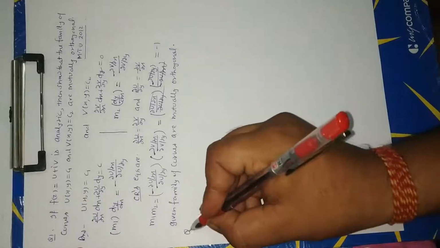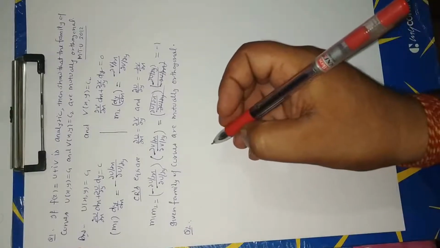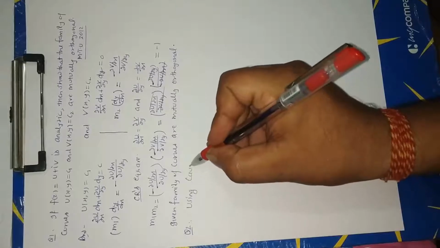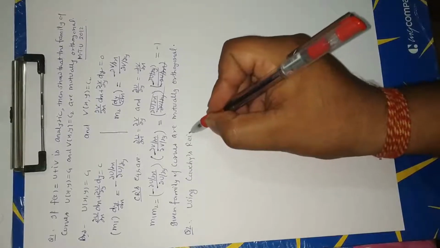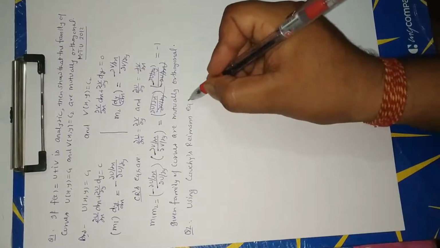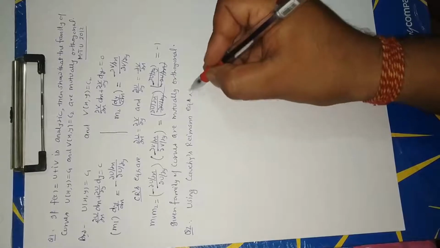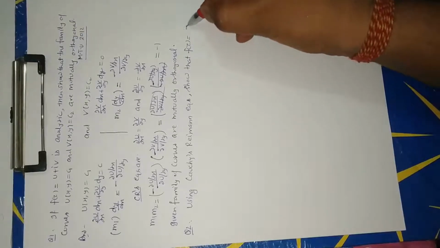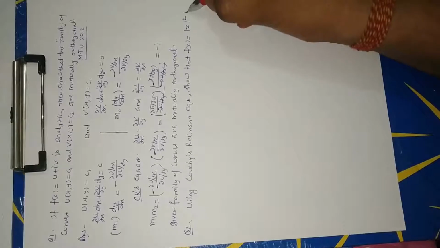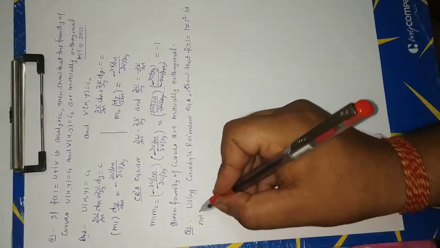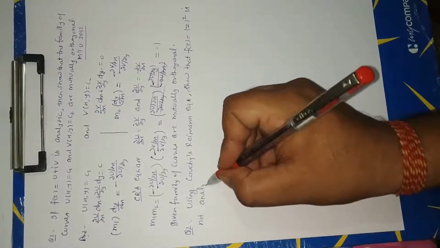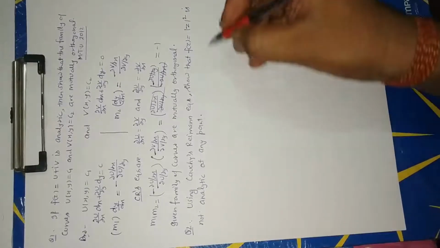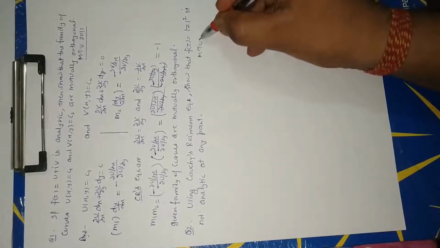Okay, students. Now next question number 2. Using the Cauchy-Riemann equations, show that f(z) = |z|² is not analytic at any point. This has come in MTU 2013.